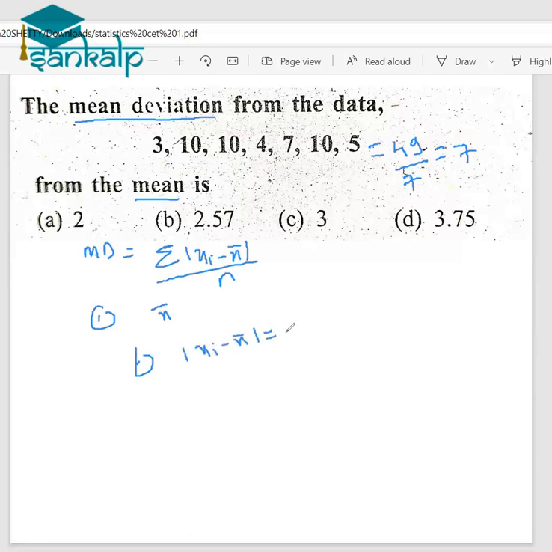So directly I'll write the deviations. 3 minus 7 is 4. Next, 10 minus 7 is 3. 4 minus 7 is again 3. 7 minus 7 is 0. 10 minus 7 is 3. And 5 minus 7 is 2.